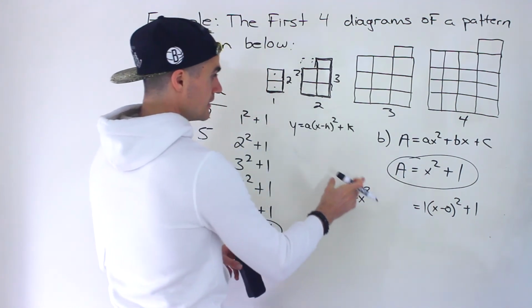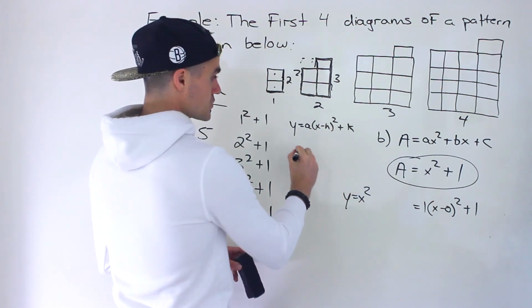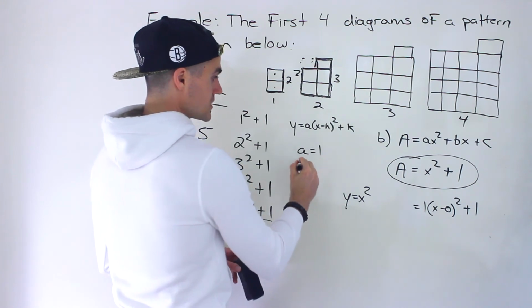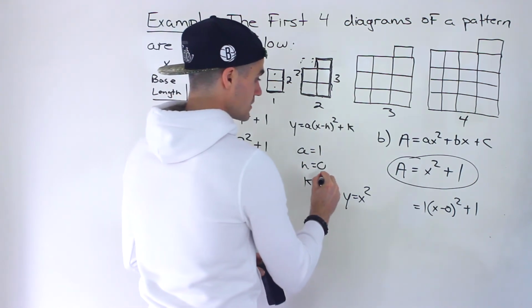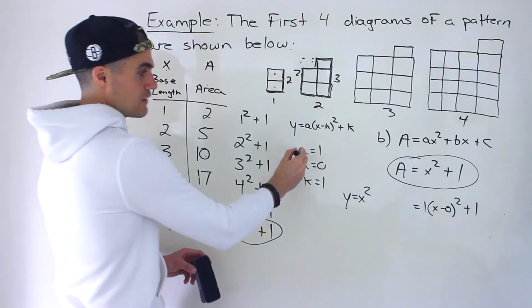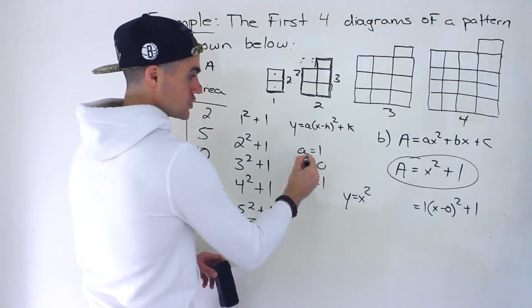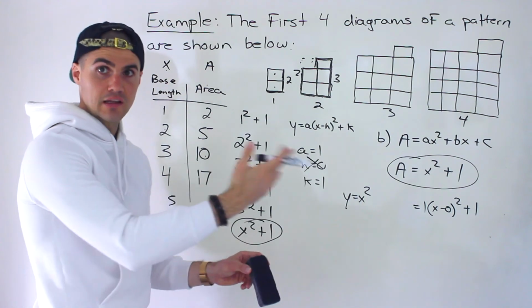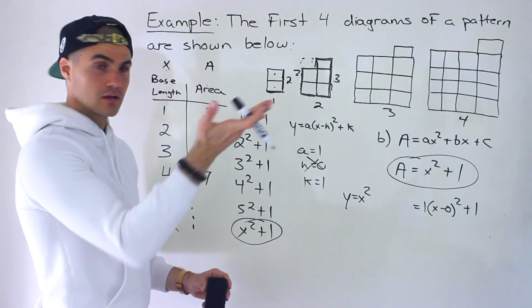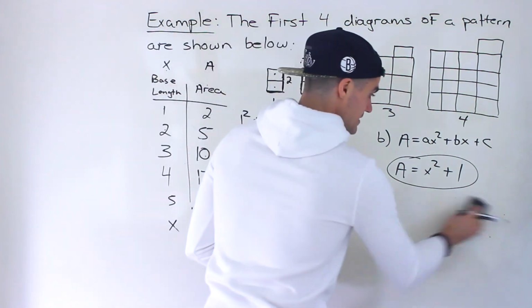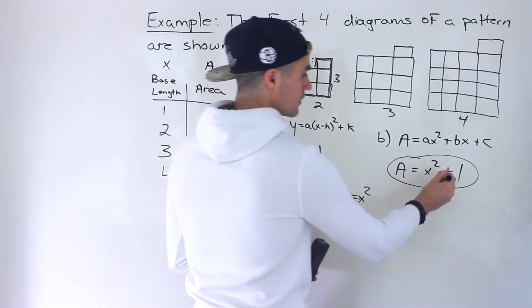So notice that if we're getting the transformation values, what's the a value? It's 1. What's the h value? It's 0. What's the k value? It is 1. A value of 1, we know there's no transformation. H value is 0. It's not shifted left or right. K value of 1 means it's just shifted up by 1 unit. So that's the transformation to go from here to here.